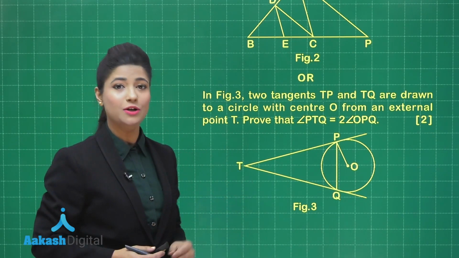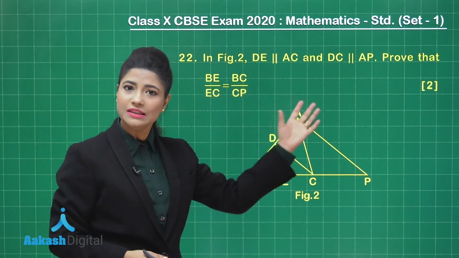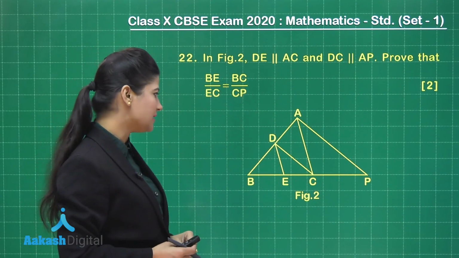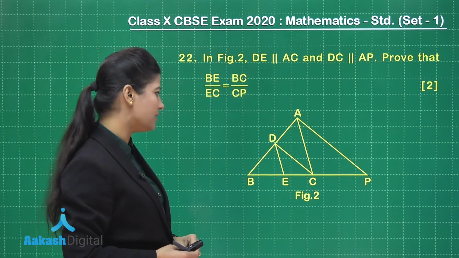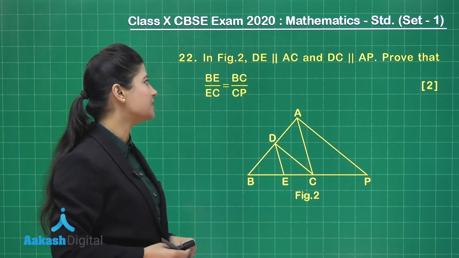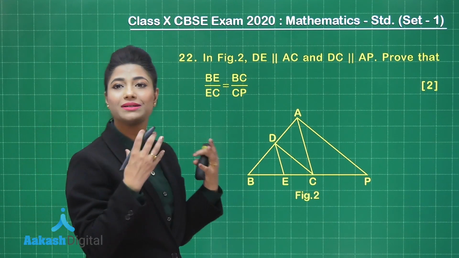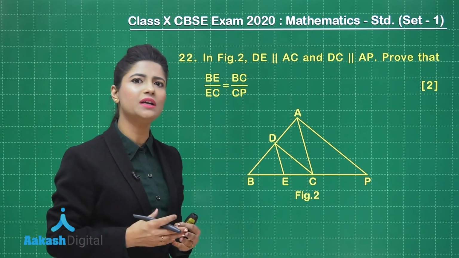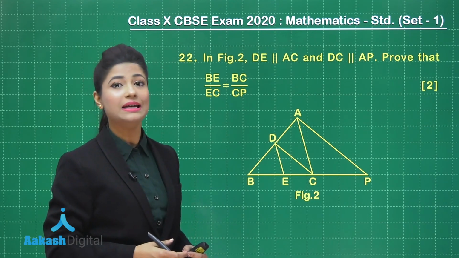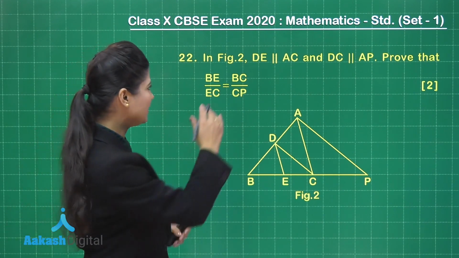It's up to you. So let me solve the first part of this choice for you. So in this question, it has been stated in the figure, DE is parallel to AC and DC is parallel to AP. Prove that BE upon EC is equal to BC upon CP. So in this question, we are talking about the set of parallel lines, and whenever you think about the set of parallel lines, the most important thing that comes to your mind is basic proportionality theorem. So here we have obtained a set of parallel line.